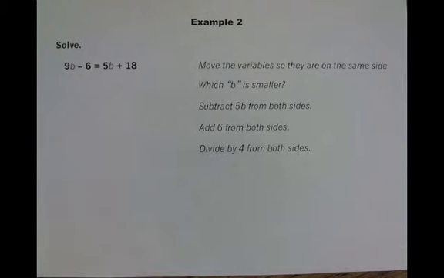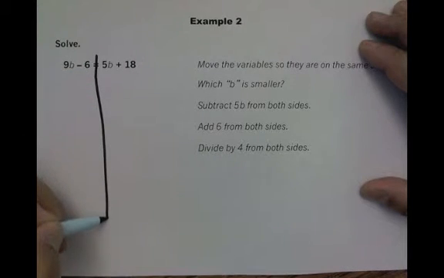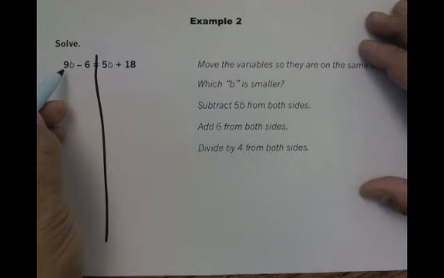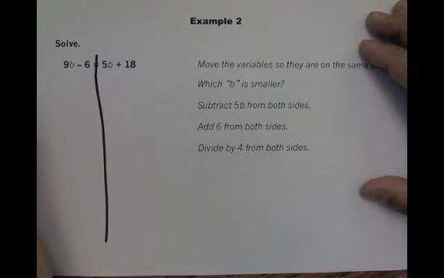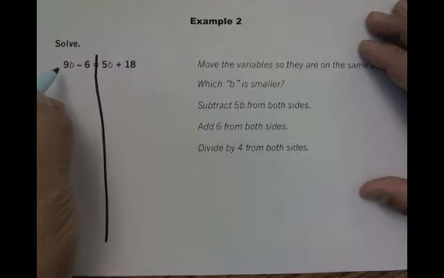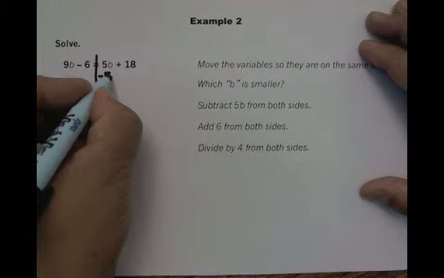Example 2 for solving equations with variables on both sides. Solve 9b minus 6 equals 5b plus 18. So again, I look at the equal sign, I put my line down the equal sign, and then I look at the b's, 9b and 5b. I always try to move the smaller one just because it seems to make things easier for me. So 5b is smaller. I do the opposite, which is subtracting 5b.